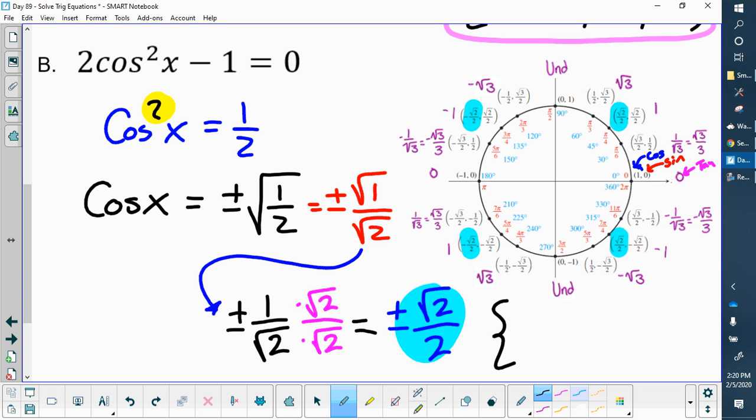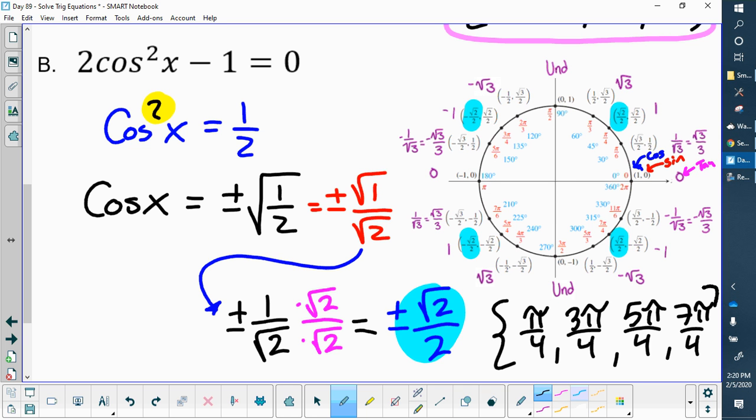Okay, so working my way around: pi over 4, 3 pi over 4 is the next one, 5 pi over 4. Oh, look at this, a lot of over 4s this time. And last but not least, 7 pi over 4. Final answer. And we are finished.